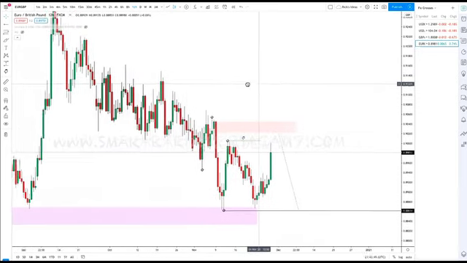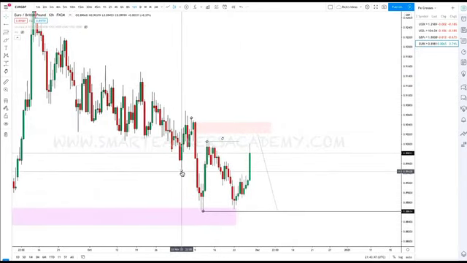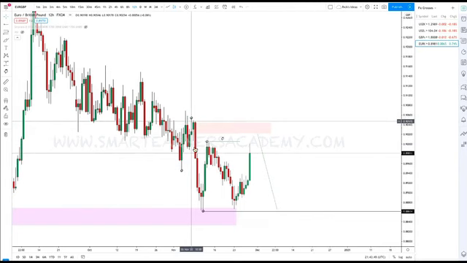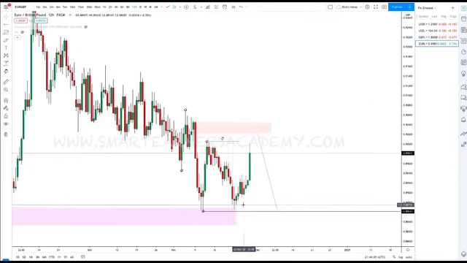Okay, so this is the 12-hour time frame. So you have a low, you have a high, you have a low, you have a high, lower low, lower high. Let me use this one. Lower low, lower high, lower low, lower high. But that is no break. That is just a structure at this point.